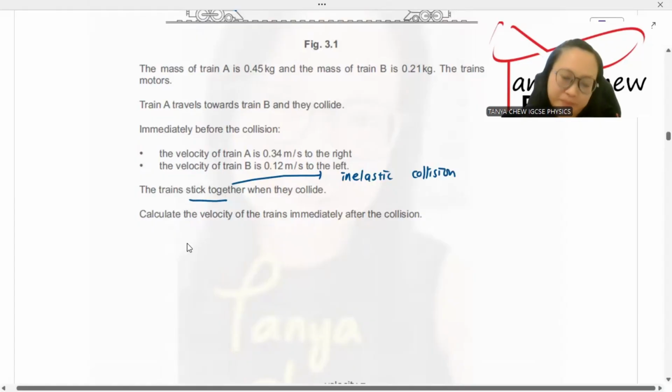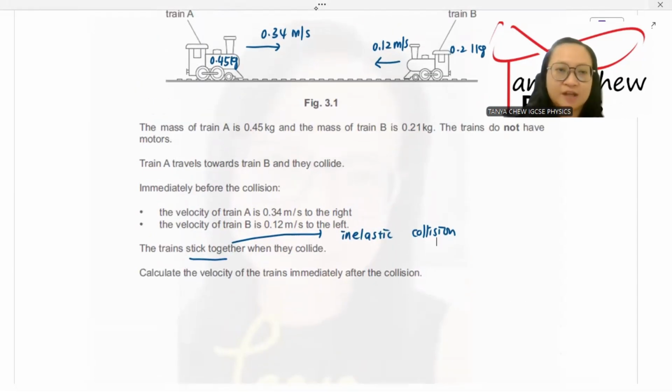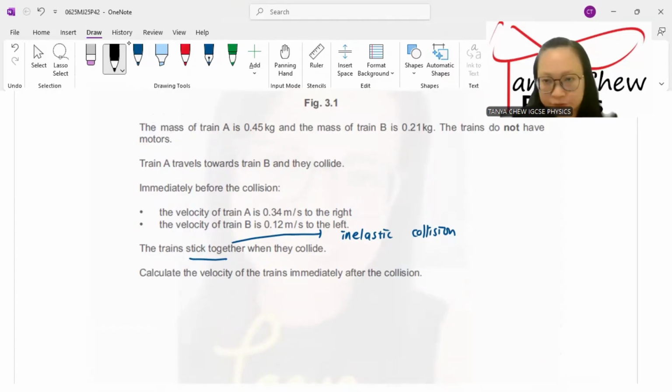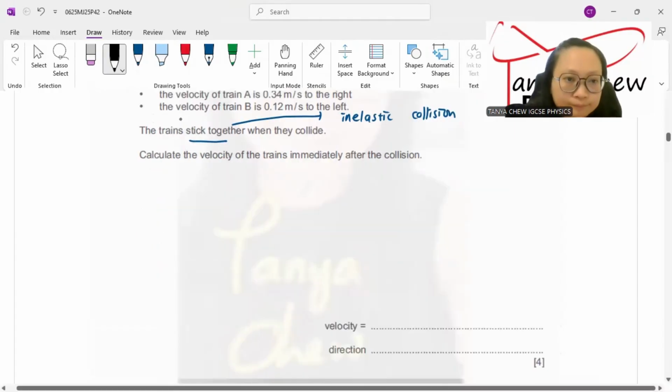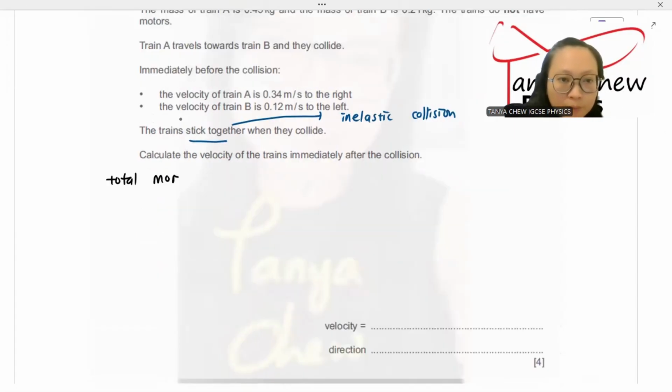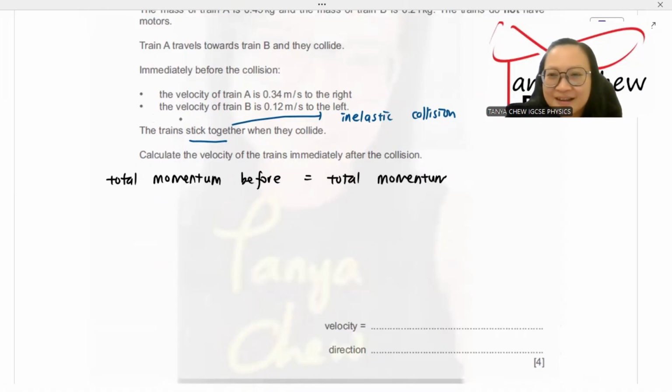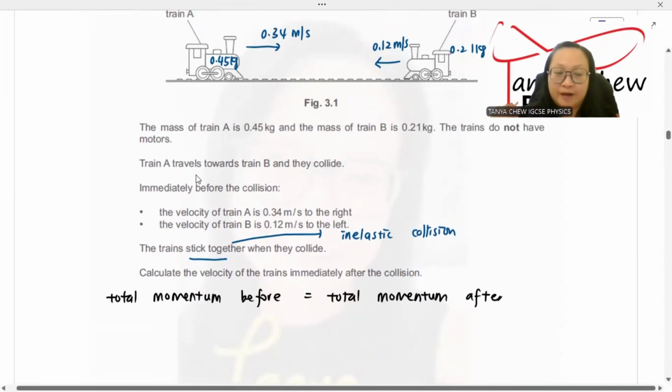Calculate the velocity of the train immediately after the collision. For this type of question, look at the marks given, 4 marks. That means it is not easy. To solve this type of question, you have to use the principle of conservation of momentum. It states that the total momentum of the trains before the collision must be equal to the total momentum after collision.